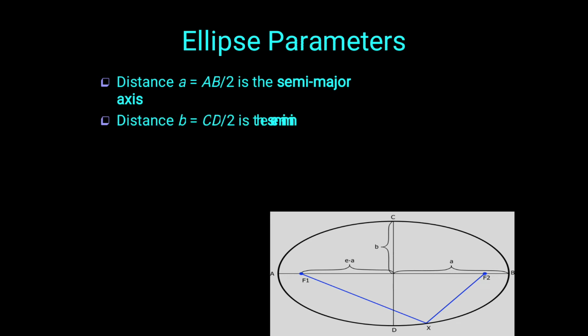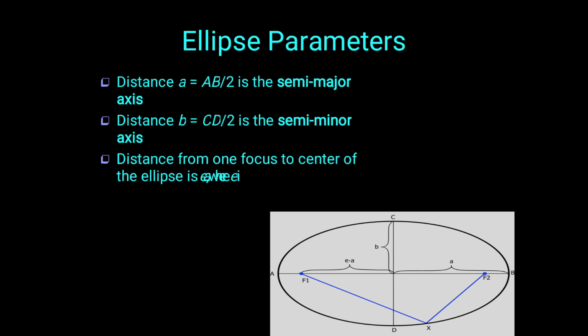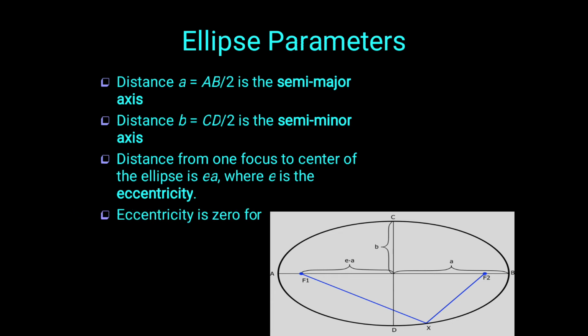The semi-major axis a is the major axis AB divided by 2, and the semi-minor axis b is the distance CD, which is the minor axis, divided by 2. So the semi-minor axis b equals the minor axis by 2. The distance from one focus to the center of the ellipse is ea, where e is the eccentricity. The eccentricity is 0 for circular motion but higher for elliptical motion.